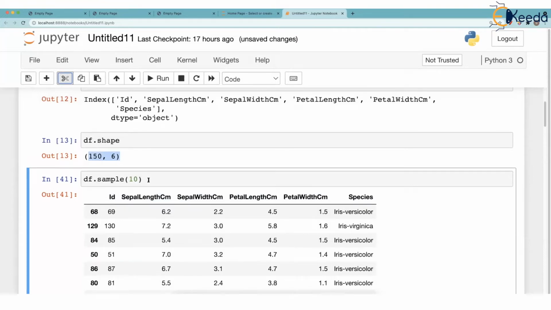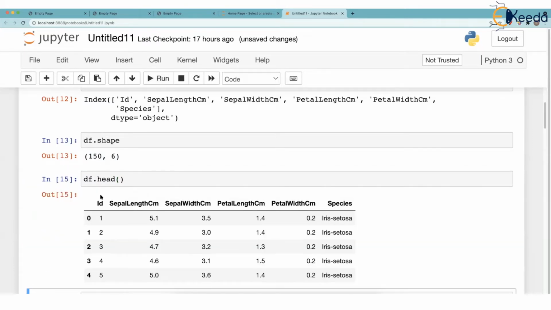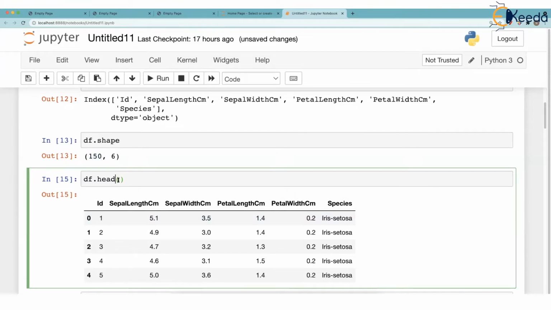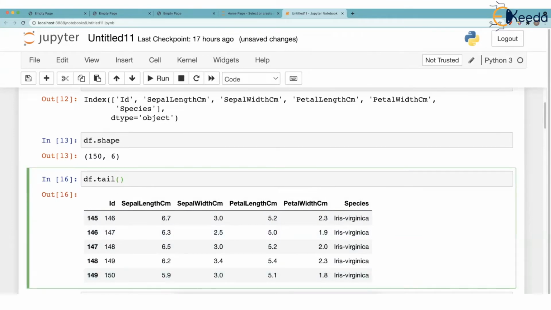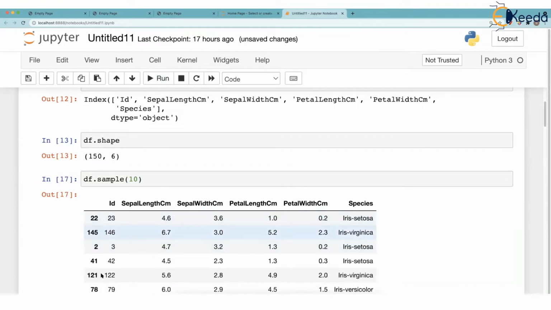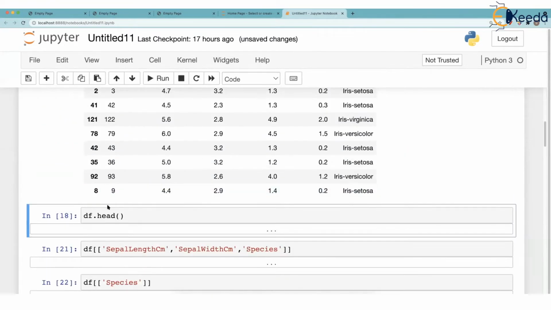Now the next thing we saw is a function called head, df.head, and this shows the first 5 rows of the df. You know df has 150 rows, but df.head will show me the first 5 rows, and df.tail will show me the last 5 rows. We saw one more function called df.sample. This df.sample, given some number here like 10, will sample out 10 rows. Any 10 rows. You can see randomly selected 10 rows are shown.